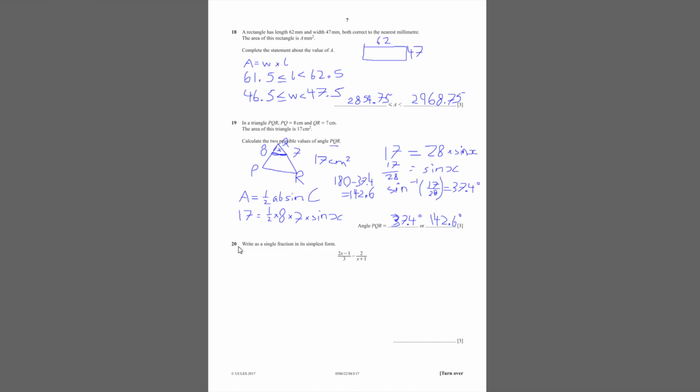Next, question 20. Write as a single fraction in its simplest form, (2x minus 1) over 3 minus 2 over (x plus 1). So, to manage this, we first have to set the denominators to be the same. To do this, we multiply the denominators by each other. So this side is multiplied by x plus 1, and this side is multiplied by 3. So, we can put it all over one simple fraction, because that is our final goal.